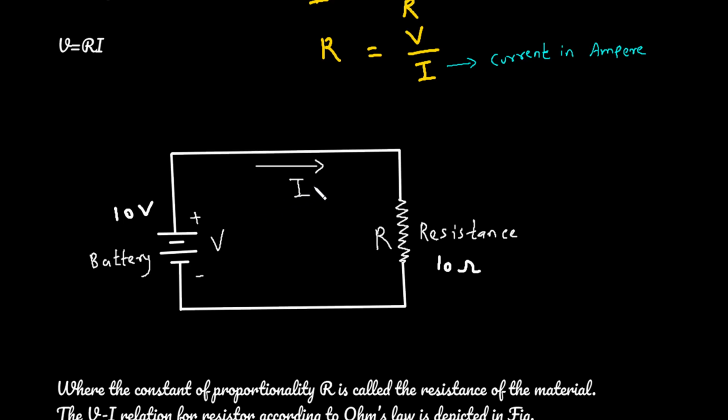Now we can find the value of current I by using this formula: I is equal to V by R. So the voltage value is 10 and the resistance value is also 10. Therefore 10 upon 10 is 1 ampere. That means this current will be of 1 ampere.